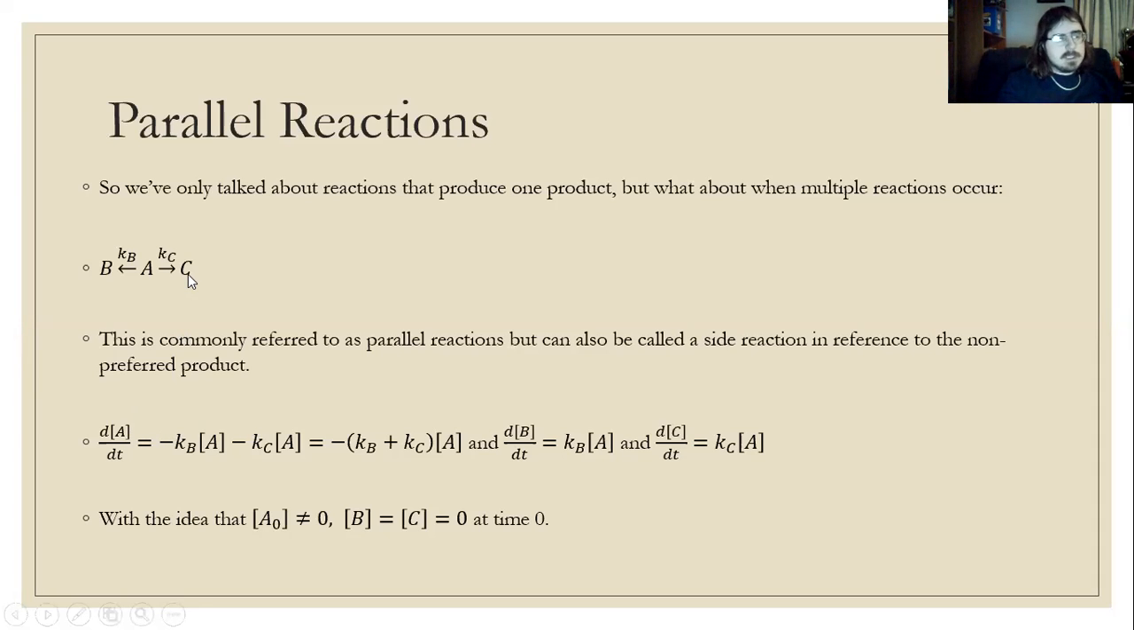So the change in C is going to be what? Kc times A. The change in B is going to be Kb times A. But the change in A is going to be the rate of the first reaction going to B, plus the rate of the second reaction going to C. Now, because they both depend on the concentration of A, we can separate Kb and Kc as one term, with the idea that for the overall reaction, A sub 0 is not equal to 0, and B and C start at 0 at time 0.